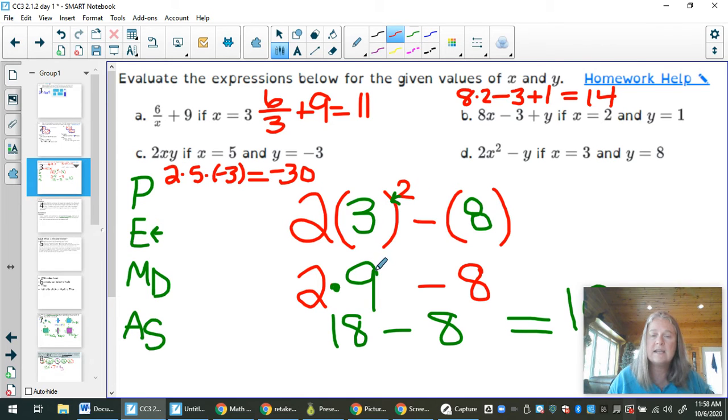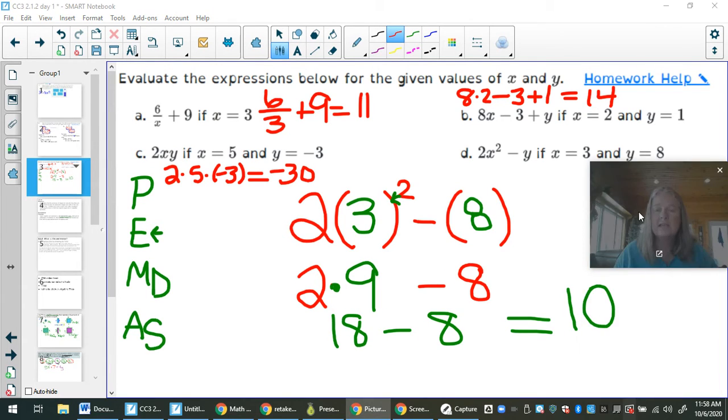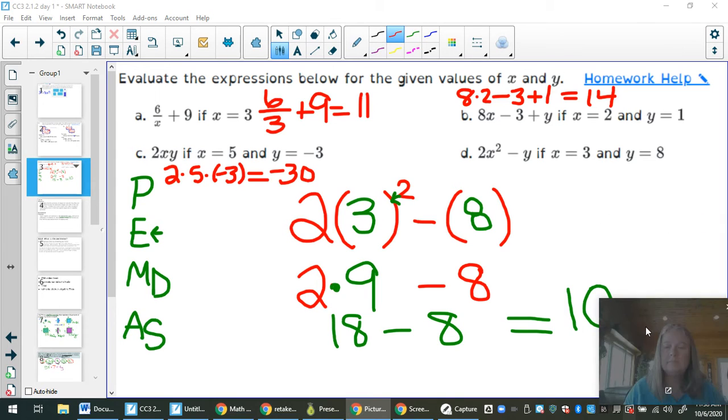3 squared is 9. So now I have 2 times 9 minus 8. 2 times 9 is 18. We do multiplications before subtractions. 18 minus 8 is 10. If you had done 2 times 3 first and gotten 36 here, you would have been doing a multiplication before the exponents, and that doesn't follow the order of operations.